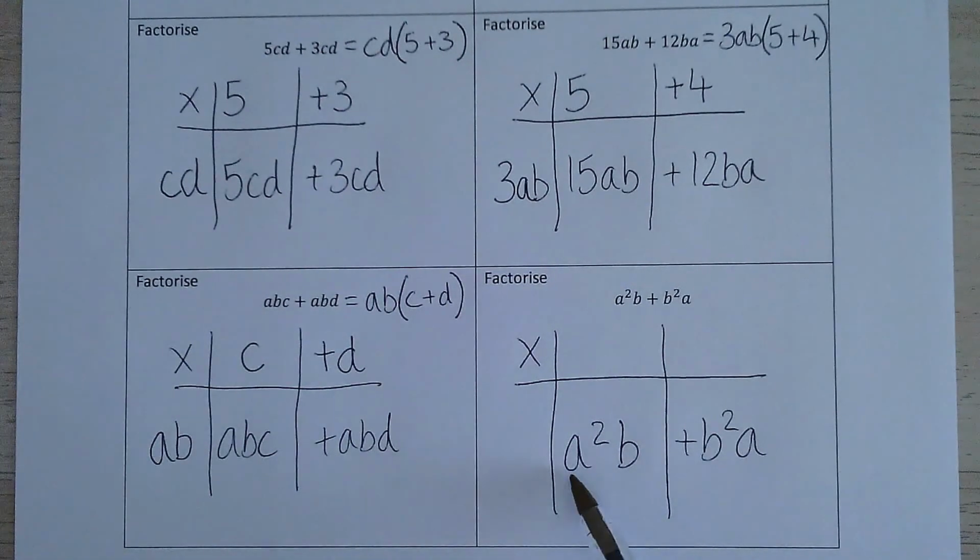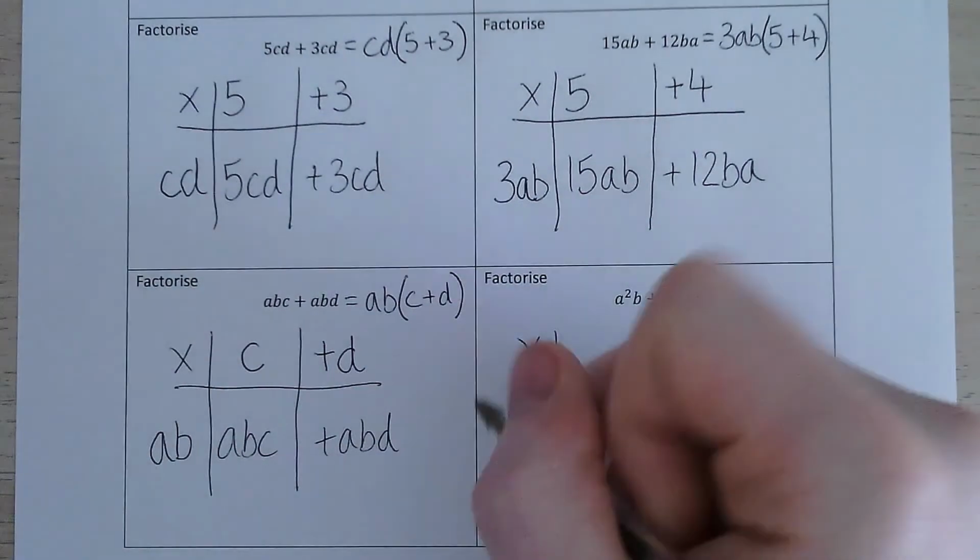First we look at the variable A. We have A squared in this term and A in this term. Because we have powers with our variables, we need to select the lowest power of A to factorise out. This A has a power of 1, and that is lower than A to the power of 2, so we're going to factorise out just an A.